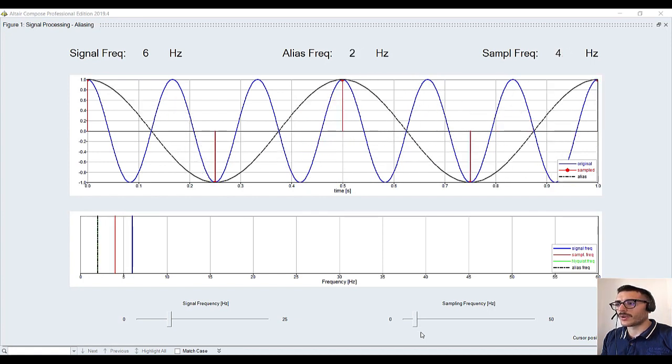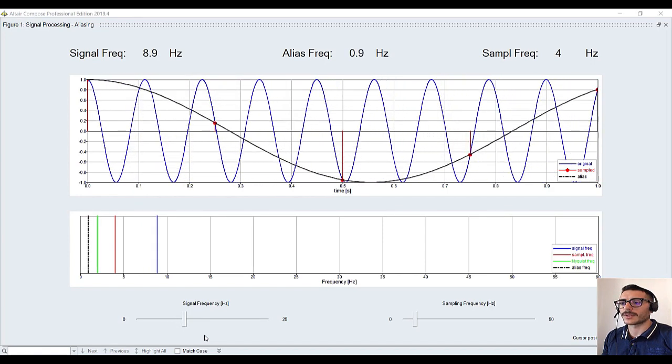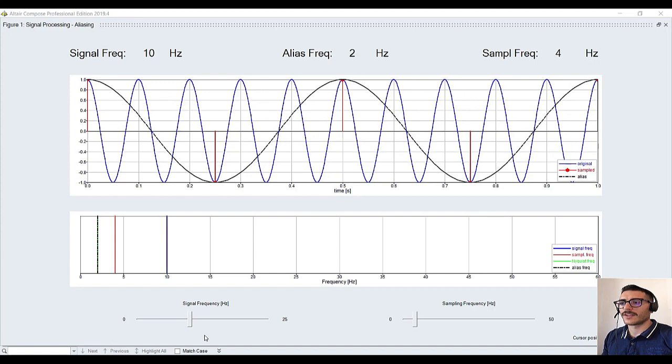For example, let's bring the sample frequency to 4 Hz. We will see that the alias frequency is 2 Hz. Now what is interesting is that if we increase at this point the original frequency of the signal, let's do it together, and bring it to 10 Hz, for example, we see that we are still perceiving a frequency of 2 Hz. So due to the aliasing effect, we are no longer able to distinguish two signals with two different frequencies.